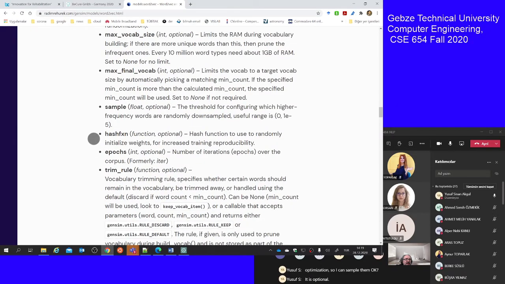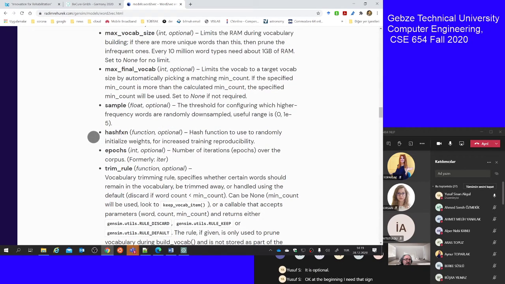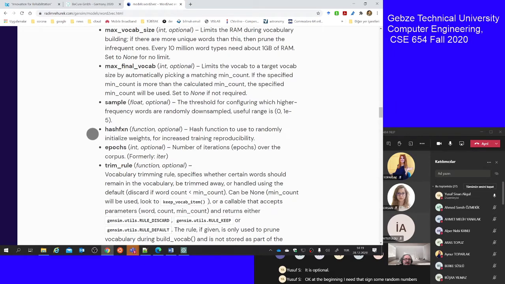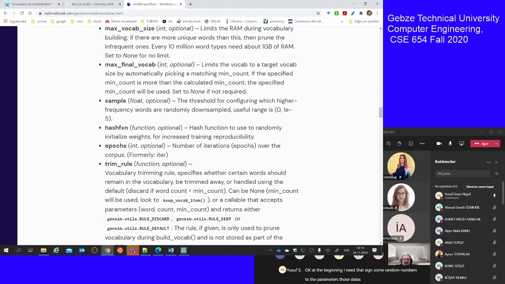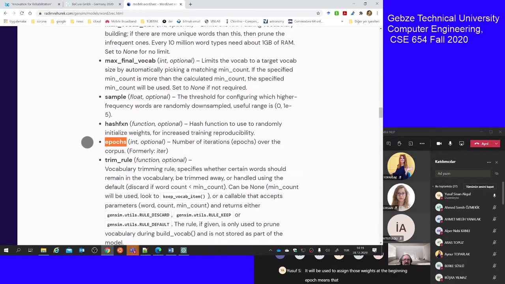At the beginning, I need to assign some random numbers to the parameters, those thetas. This hash function will be used to assign those weights at the beginning. Epoch means that every time you go over all of your 1 billion words, that's 1 epoch. And how many epochs do you want to do? You can give it here.